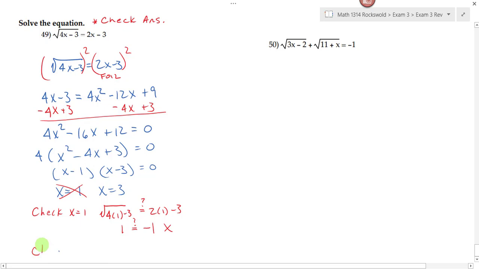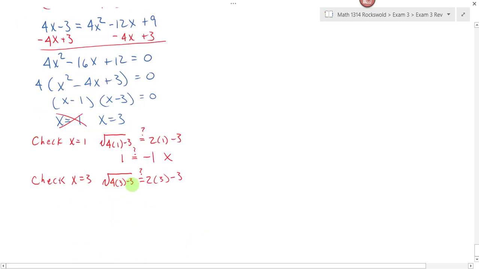So now I've got to check x equals 3. So that's going to give me the square root of 4 times 3 minus 3. And I want to know, is that equal to 2 times 3 minus 3? So 4 times 3 is 12. 12 minus 3 is 9. Square root of 9 is 3. And 2 times 3 is 6, and 6 minus 3 is 3. That is a solution. My one answer here is x equals 3.